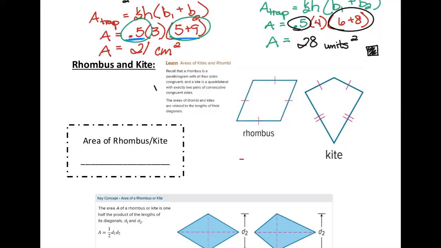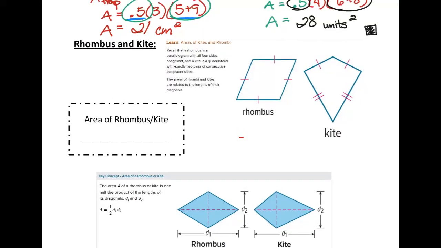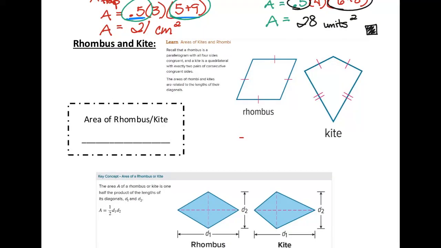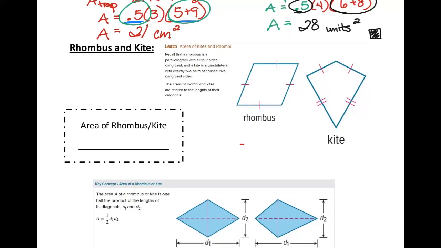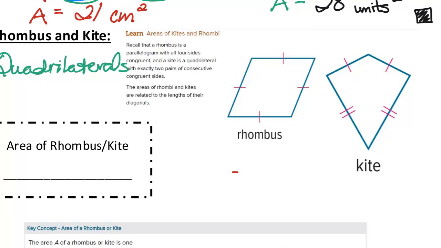Today we are going to talk about rhombi, which is the plural of rhombus, and kites. Rhombus and kites. Rhombi and kites. First of all, these are still quadrilaterals. They are four-sided figures. And it says, recall that a rhombus is a parallelogram with all four sides that are congruent.